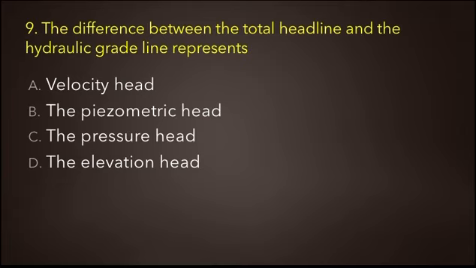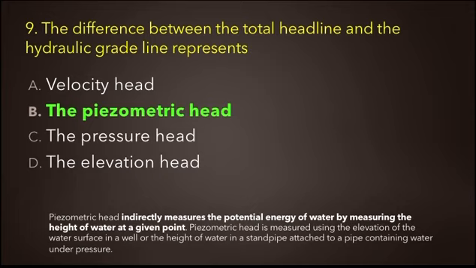Let us see the next question. The difference between the total head line and the hydraulic grade line represents. We have the options: A. Velocity head, B. The piezometric head, C. The pressure head, D. The elevation head. The right option is B.